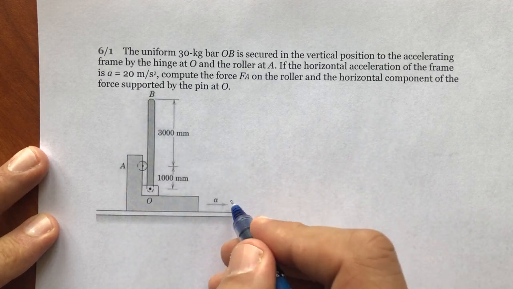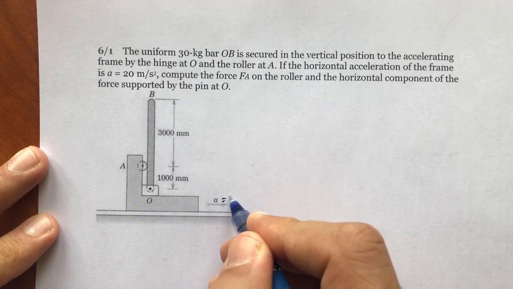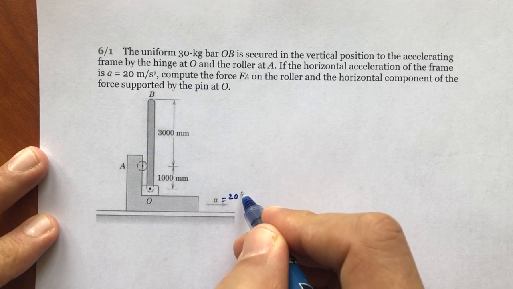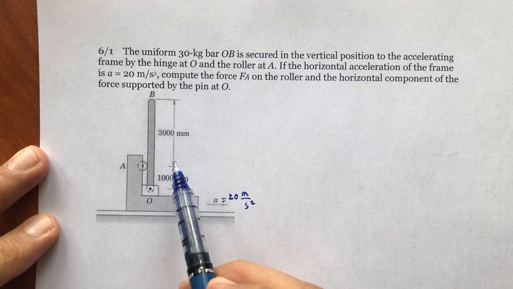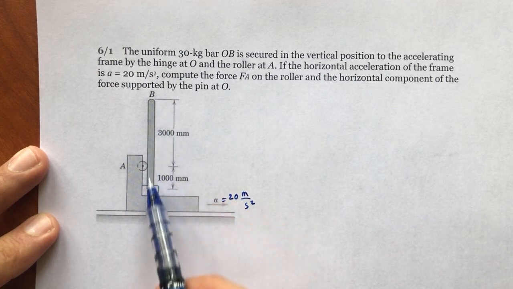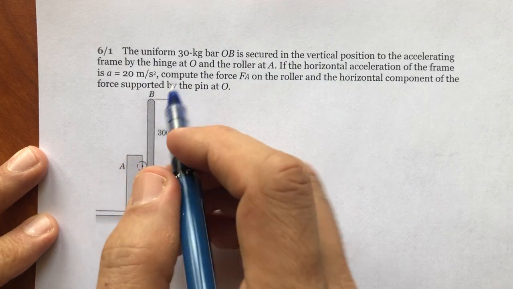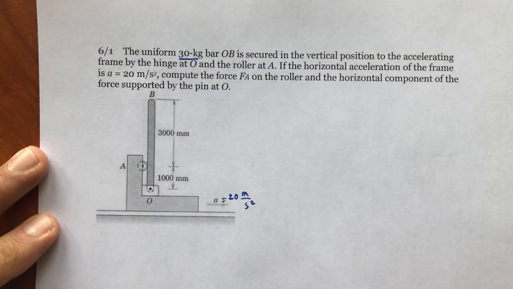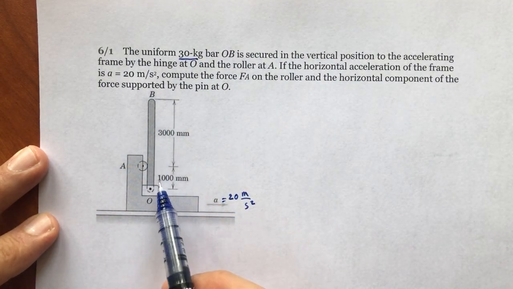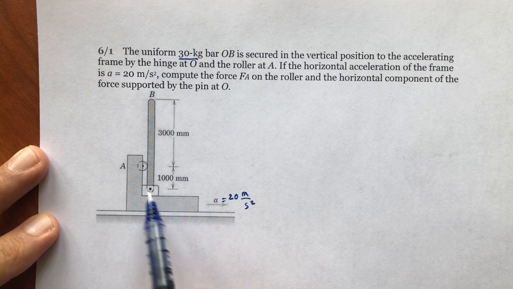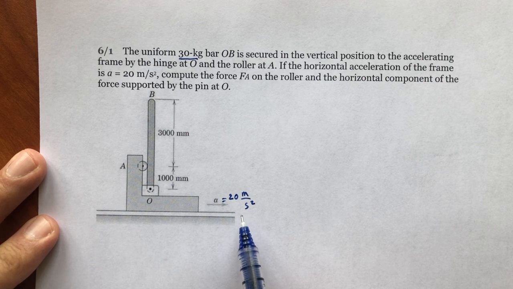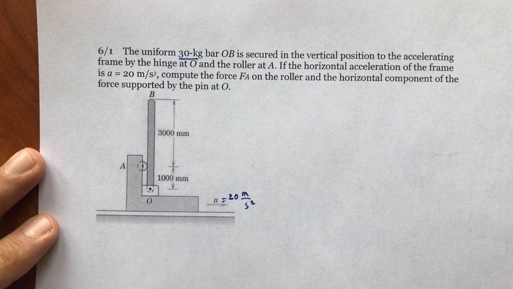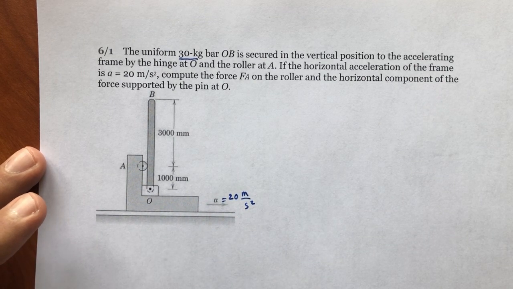Acceleration is given. Acceleration is equal to 20 meters per second squared. And we know the mass of this bar, M is equal to 30 kilograms. And it is uniform. So everything is moving to the right with acceleration of 20 meters per second squared. And we are supposed to find the reaction forces at point O.